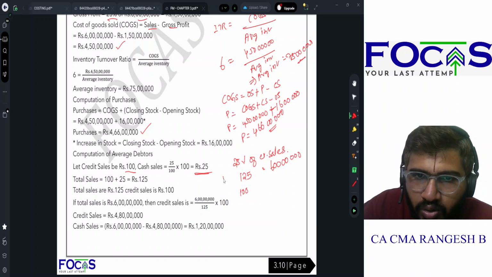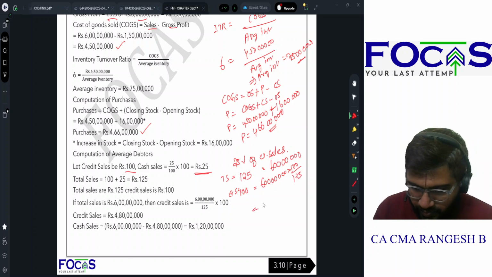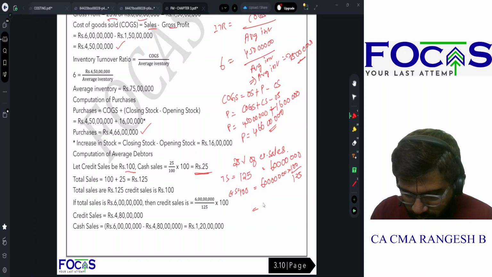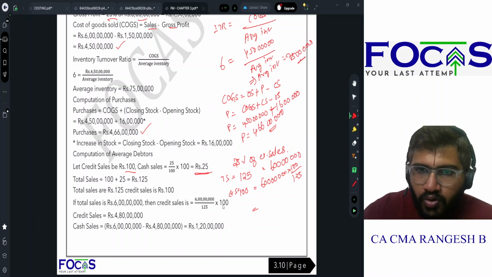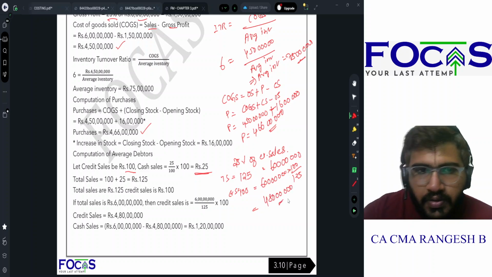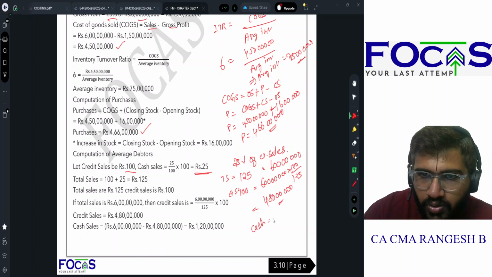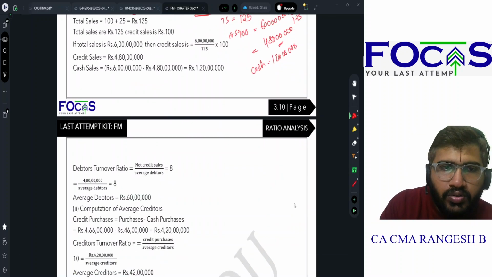100 which is your total sales is 125. Credit sales எவ்வளோ? 100 தான் அதுல. So அது எவ்வளோ இருக்கும்? 6 crores into 100 by 125. 4 crore 80 lakhs will be my credit sales. 4 crore 80 lakhs credit sales இருந்ததுன்னா cash sales எவ்வளோ இருக்கும்? 1 crore 20 lakhs இருக்கும்.